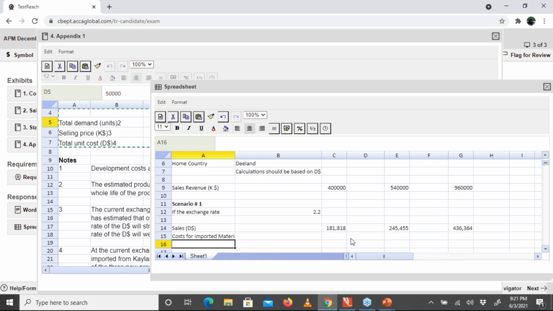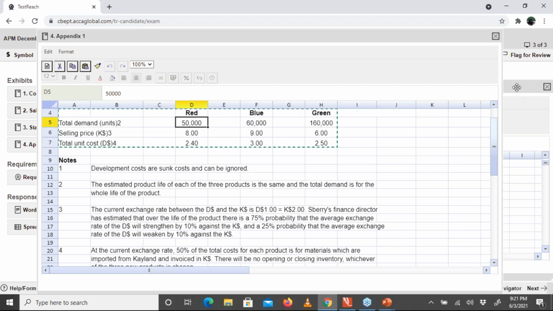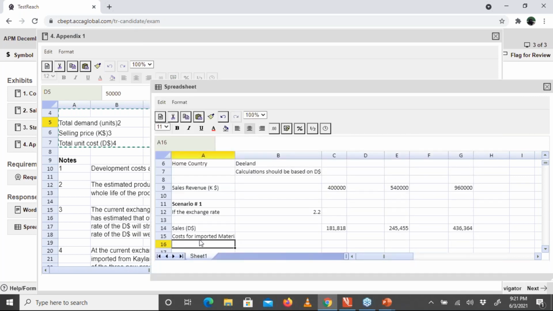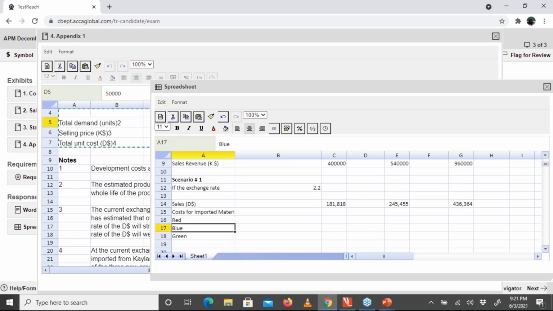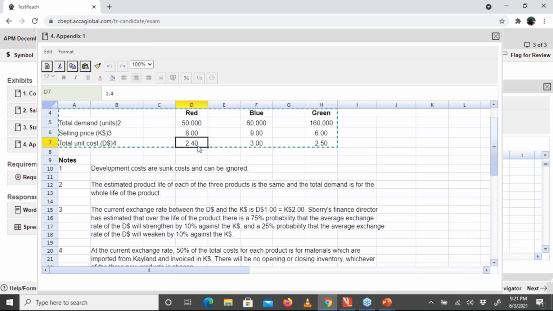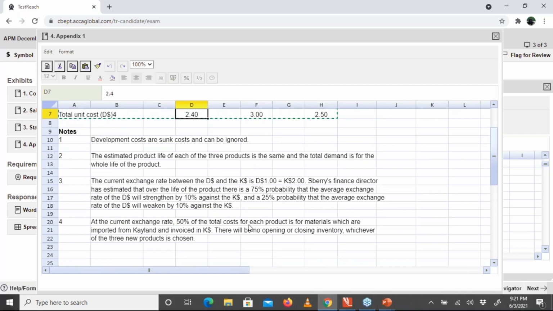We have got all three products. What are the names of these products? It's red, blue, green. The product is red, the product is blue, the product is green. 2.4 is the cost of the product, and 50% of the cost is for the material imported in K-land dollar.